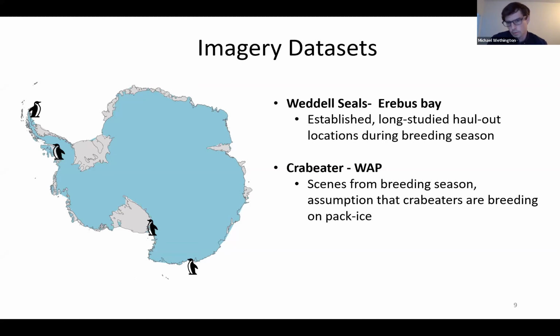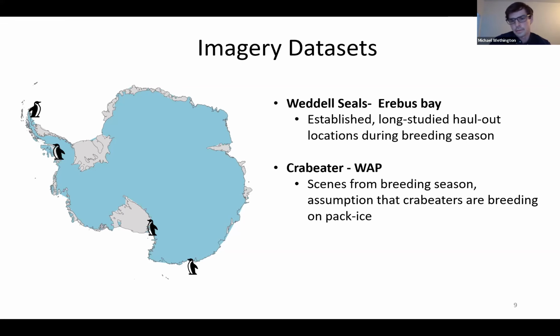I think most importantly, we're really trying to target Weddell seals specifically. We're keying in on a specific area, Erebus Bay, which is in the Ross Sea, right next to McMurdo Station. And it's an established, long studied set of haul-out locations where, within a given image, we can say with a high degree of confidence that what we're looking at is actually a Weddell seal.